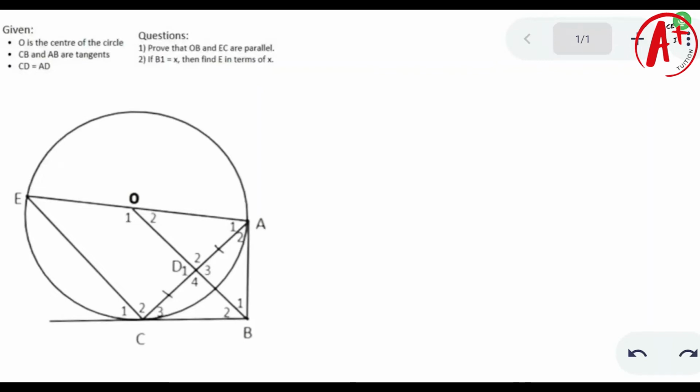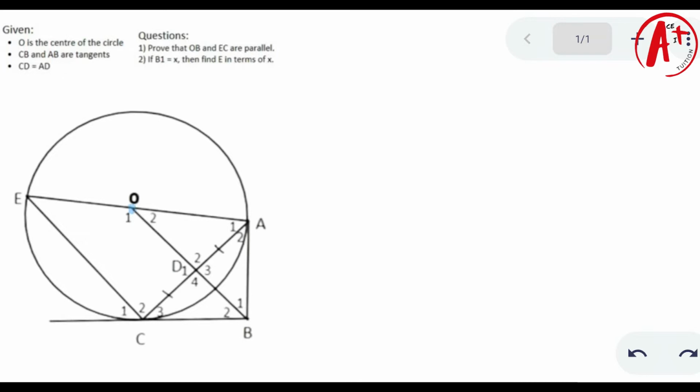In this question, it is given that O is the center of the circle, CB and AB are tangents, and the line CD is equal to the line AD. We need to prove that the line OB is parallel to the line EC. Before we start, let's see what we are given.